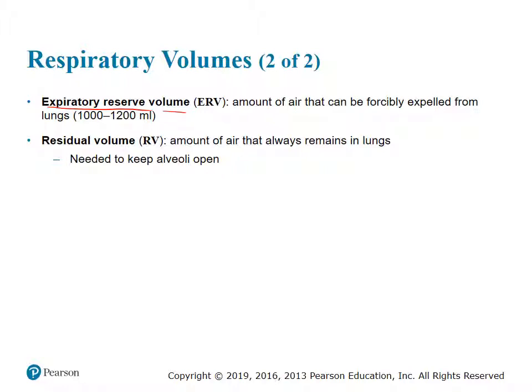Expiratory reserve volume, or ERV, is the amount of air that can be forcibly pulled out of the lungs. You blow out as much as you possibly can, and that's about 1,000 to 1,200 milliliters. There's always a little bit of air left over, and we call that the residual volume. That's the amount of air that always remains in the lungs, and that's a value you don't need to calculate. It varies, but it's about 1.5 liters left over.